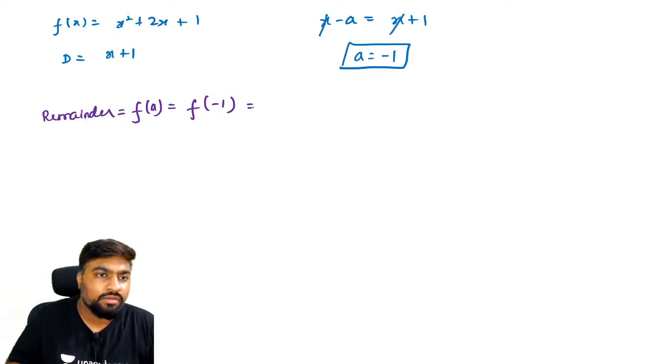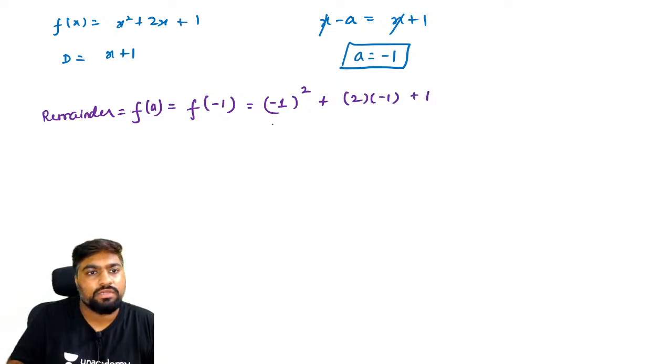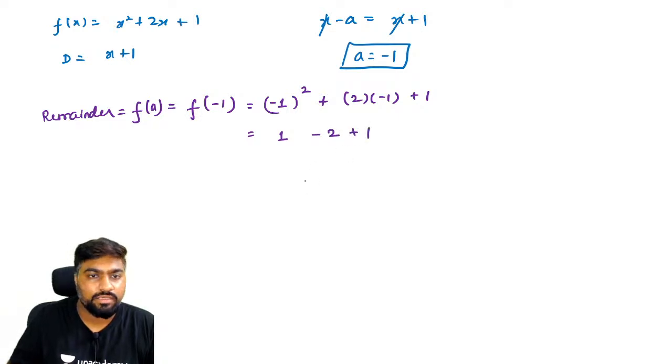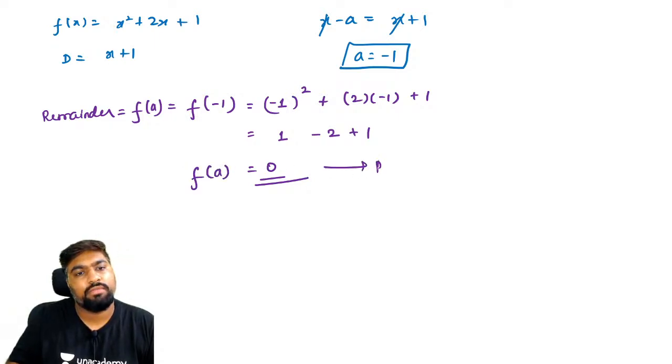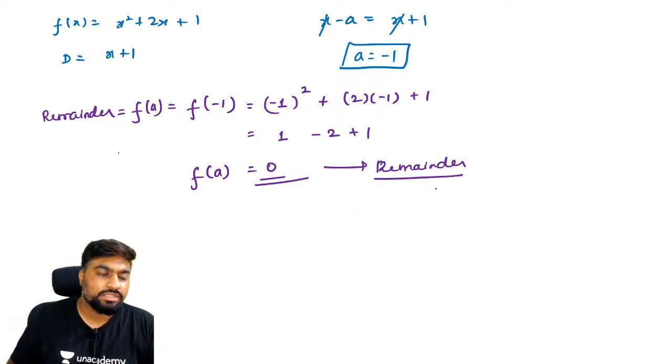Getting it? Which is what, x square, which is -1 square, plus 2 into -1 plus 1, which is what, 1 square is 1 minus 2 plus 1, 2 minus 2, 0. Understood? Yes, your f of a is equal to 0. That means your remainder will also be equal to 0. Cool? Any doubts, any confusions here?